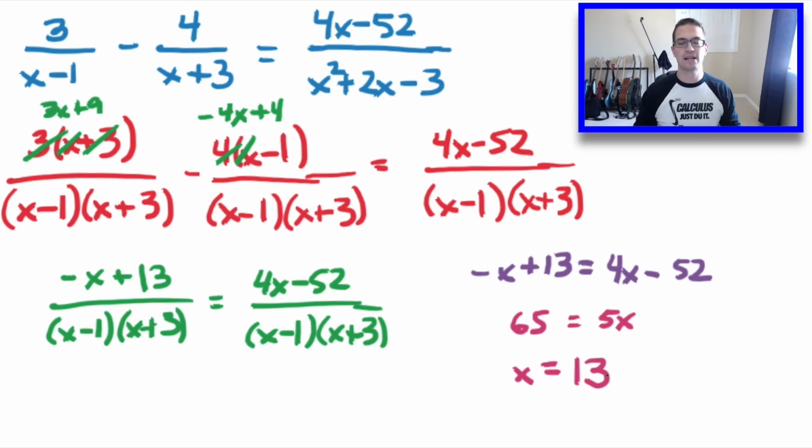Now it's really important for rational equations to actually test that this is not an excluded value for any of the terms up here. So take this 13 and look up here. If I did 13 minus 1, that would not be 0. 13 plus 3, that would obviously not be 0. Or if you put it in here, you would also not get 0. So 13 is a viable answer.